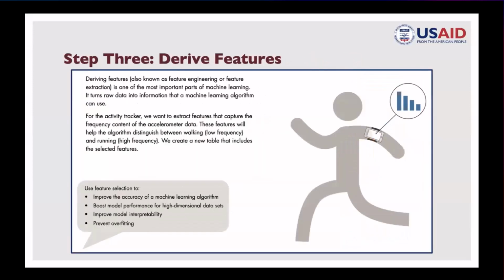Okay? Third, we derive the features. Okay? This is another important part of pre-processing. Deriving features, also known as feature engineering or feature extraction, is one of the important components of the workflow. It turns raw data into information that a machine learning algorithm can actually use. Sometimes, because of the huge amount of data and possible input features, not all of them are useful. Okay? Sometimes we have to go to our data set and try to identify which of these features will lead me to a more accurate model.